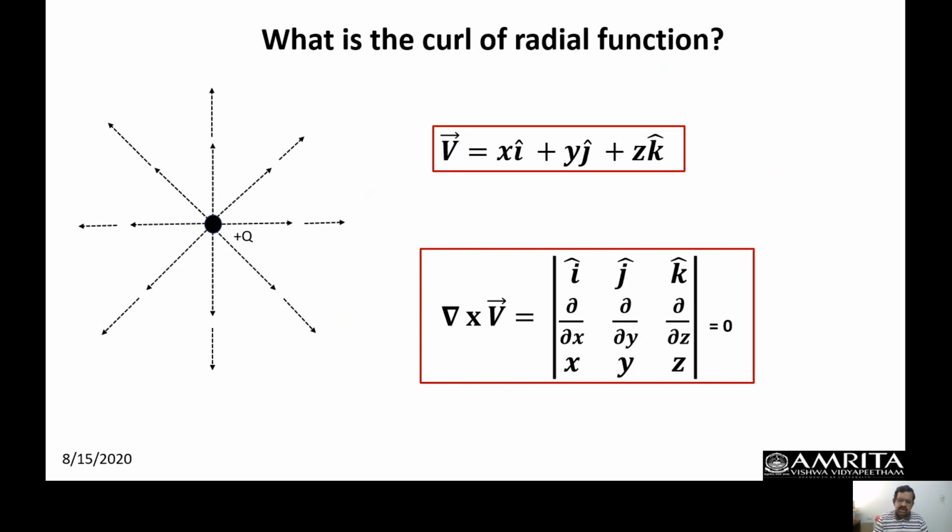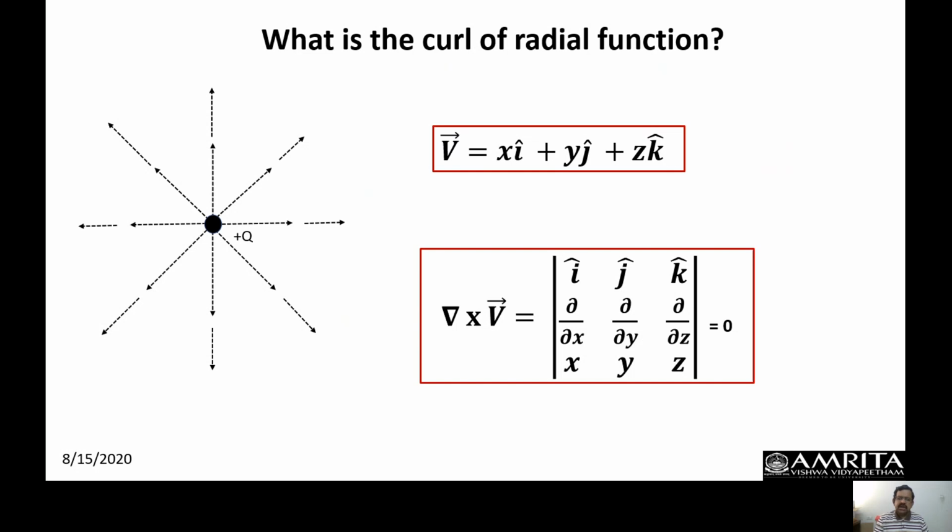But for now, for a given vector function, if the curl is 0, which means del cross V is 0, in other words, it is a curl-less vector function. Curl is not there. Or we say, in other words, irrotational. There is no rotation associated with that function. Such a vector function is known as curl-less, that is, curl hyphen less, or irrotational.